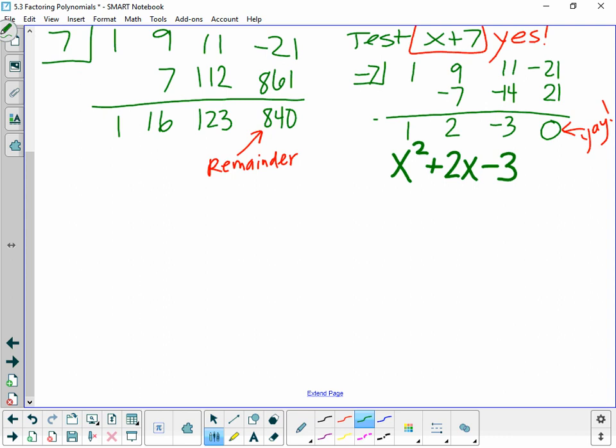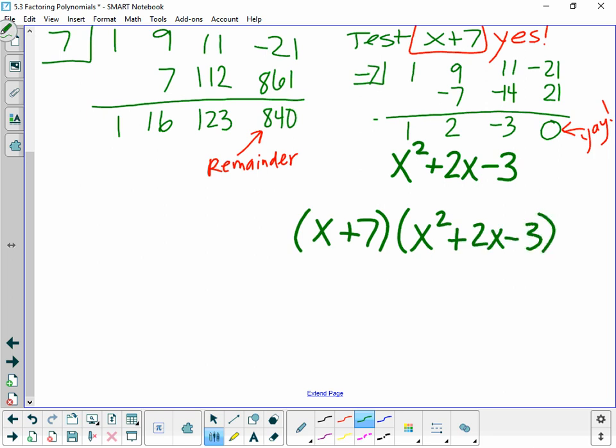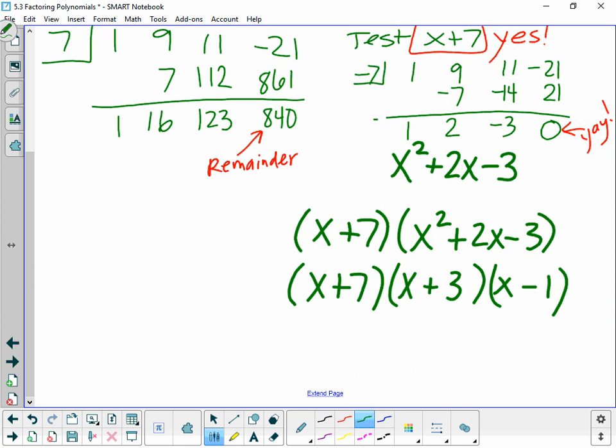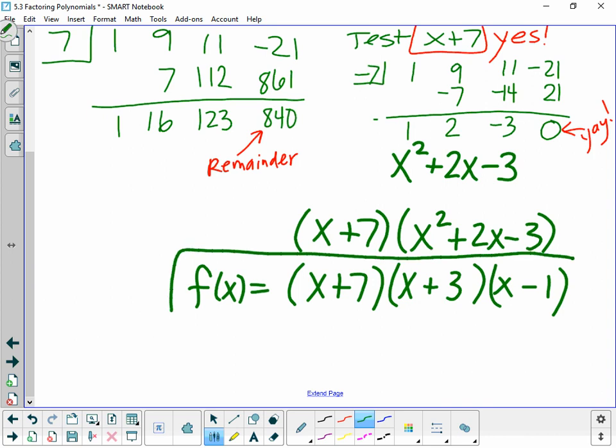What we've done so far is we broke our function into x plus 7 and x squared plus 2x minus 3. We're really close to having it factored completely. We just need to think of how to factor this trinomial here, and let's see, we're thinking about that negative 3. It looks to me like it's going to be this, x plus 3 and x minus 1, and that is factored. So we tested until we found one that was a factor. We used the result of the division to find the other 2 factors.